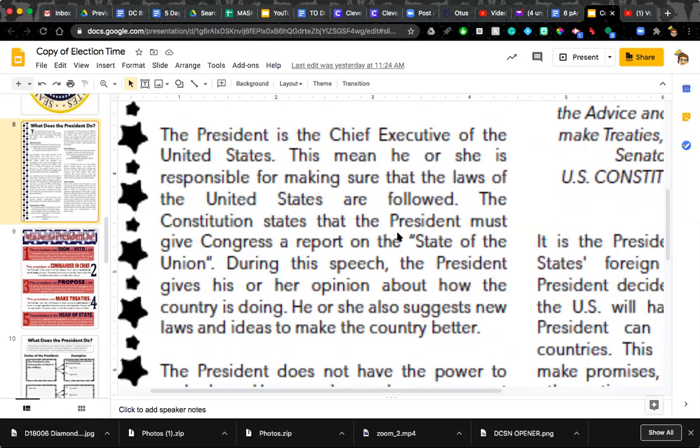The president is the chief executive of the United States. This means he or she is responsible for making sure that the laws of the United States are followed. The Constitution states that the president must give Congress a report of the State of the Union. During this speech, the president gives his or her opinion about how the country is doing. He or she also suggests new laws and ideas to make the country better. Okay, awesome.